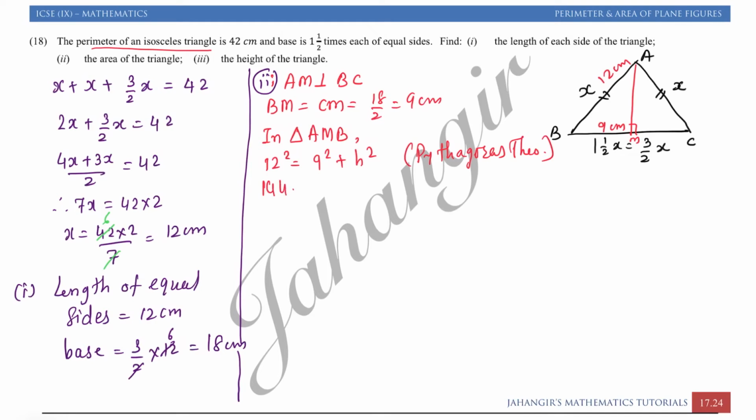144 minus 81 is equal to h square. So therefore h square is equal to 144 minus 81. Let us find its prime factor also. That is 63. H square is equal to 63, so therefore h is equal to root of 63, that is 9 into 7, so 3 root 7 centimeter.